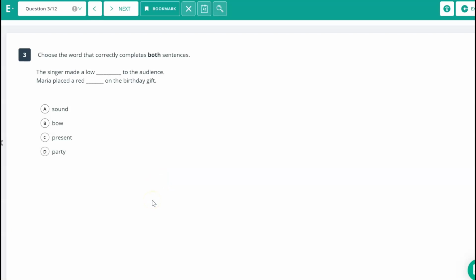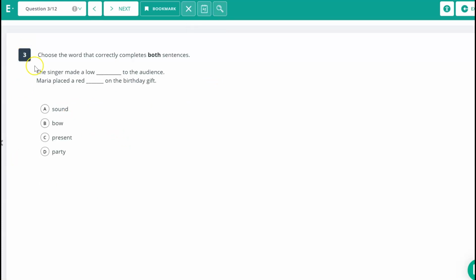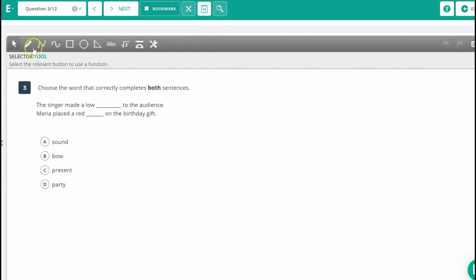Choose the word that correctly completes both sentences. Now for these, the best strategy is to plug in each word and then cross off the ones that don't make sense. So this is how I would answer these types of questions. The singer made a low sound to the audience. That could work maybe, I don't really know. We'll try it in the next one. Maria placed a red sound on the birthday gift. Nope, sound does not work.